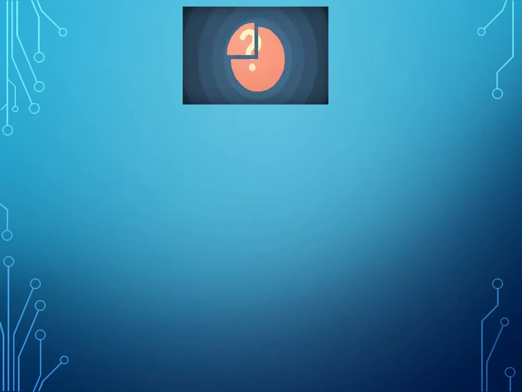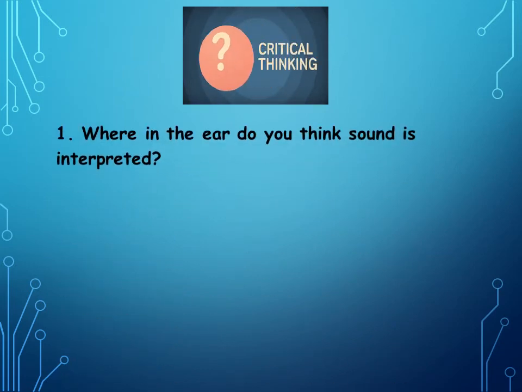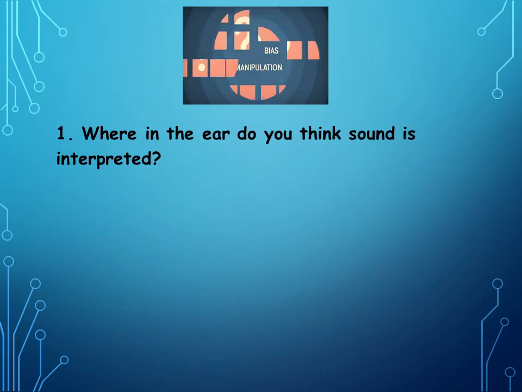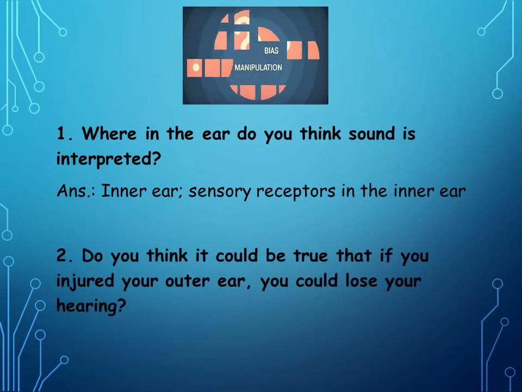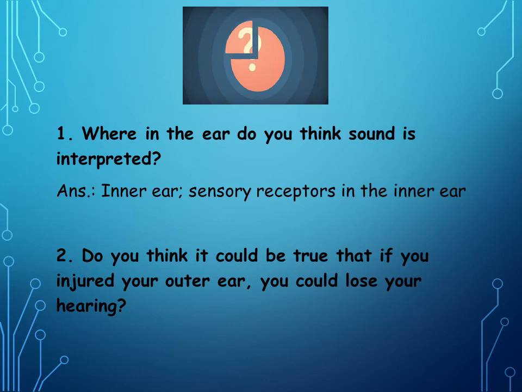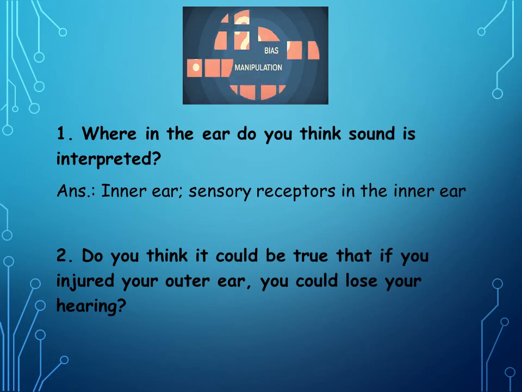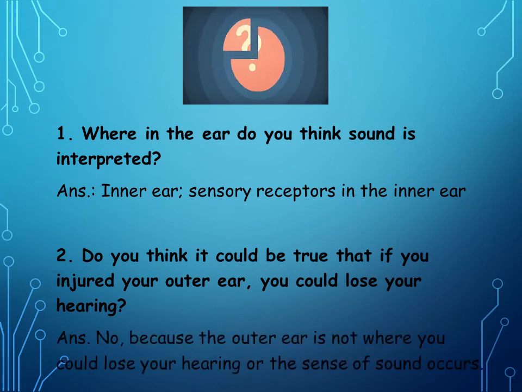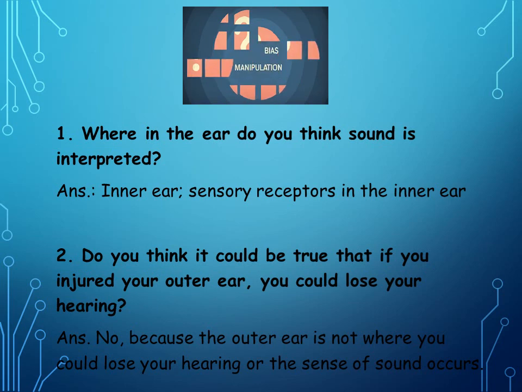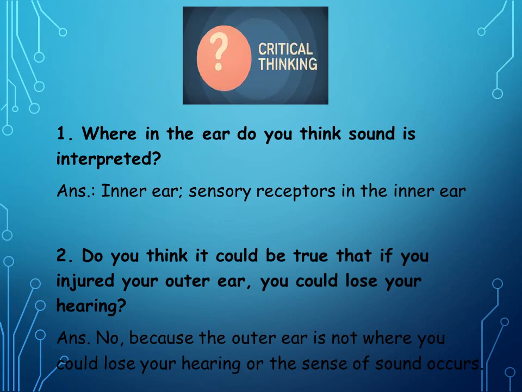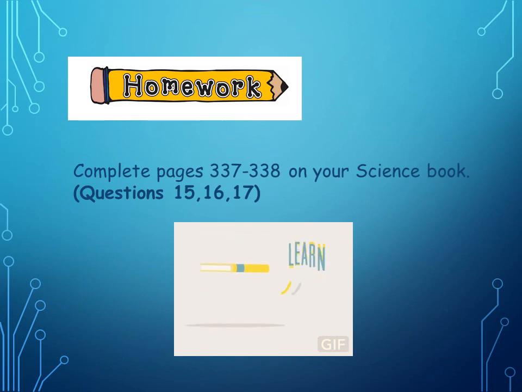Now let's think about the answers to these questions. First one, where in the ear do you think sound is interpreted? Let's see if your answer is correct. It's in the inner ear, or you can say the sensory receptors in the inner ear. And number 2, do you think it could be true that if you injured your outer ear, you could lose your hearing? Think, what is the answer? The answer is no, because the outer ear is not where the sense of sound occurs. Remember, grade 4, that sound is interpreted in the inner ear, and the outer ear is just a funnel for sound into the ear. Well done, grade 4.